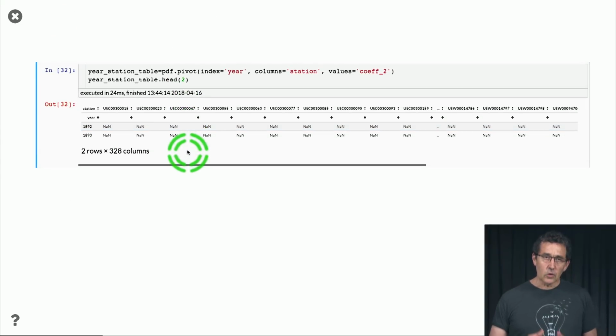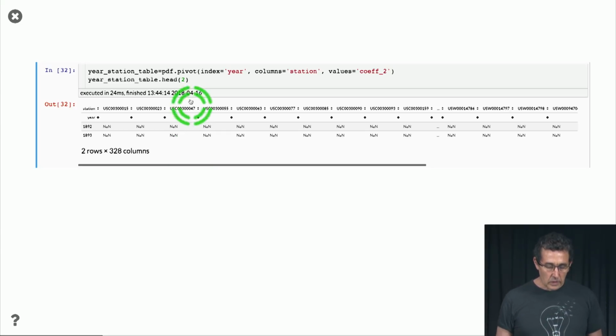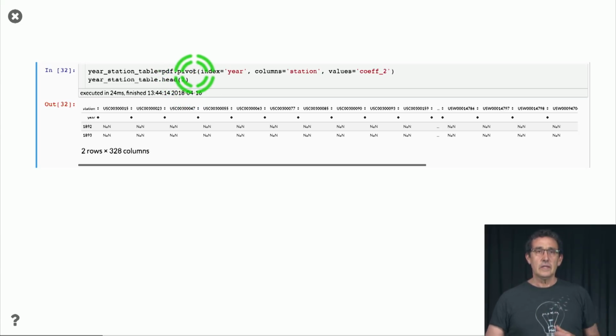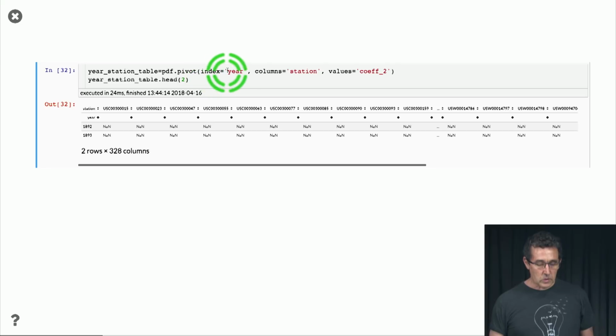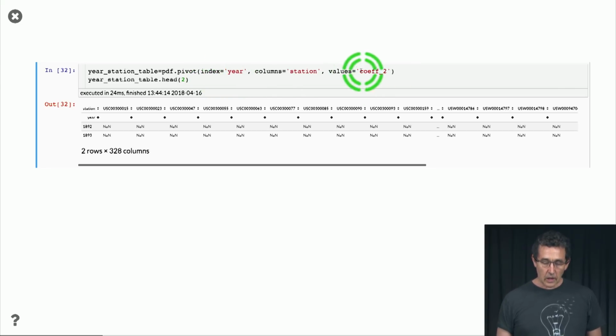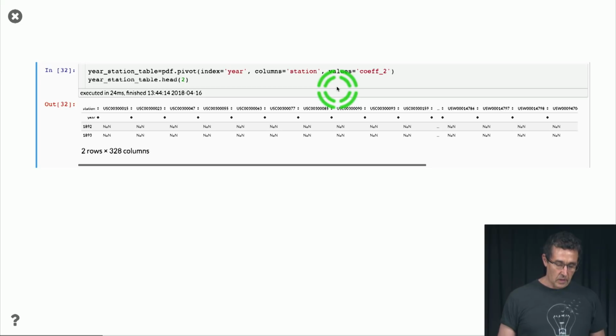In order to analyze the interrelationship between the two, one convenient thing would be to have a new table where the columns are the stations and the rows are the years. We do that with the command called pivot. Pivot is a useful command that takes long lists of combinations and makes them into a table where you have columns, here the station, and rows, the years, and the values are coefficient 2. So now we have that big table.